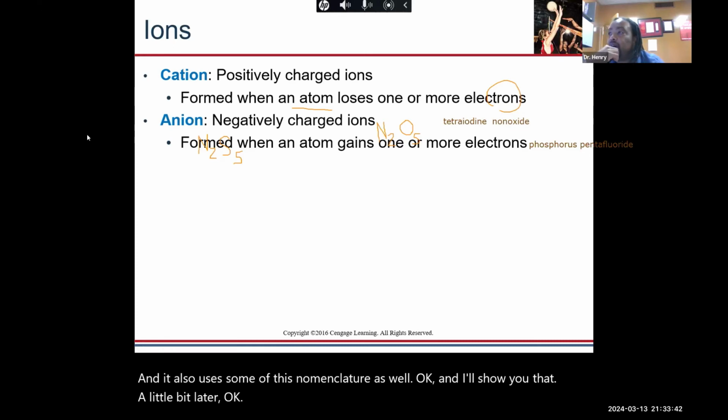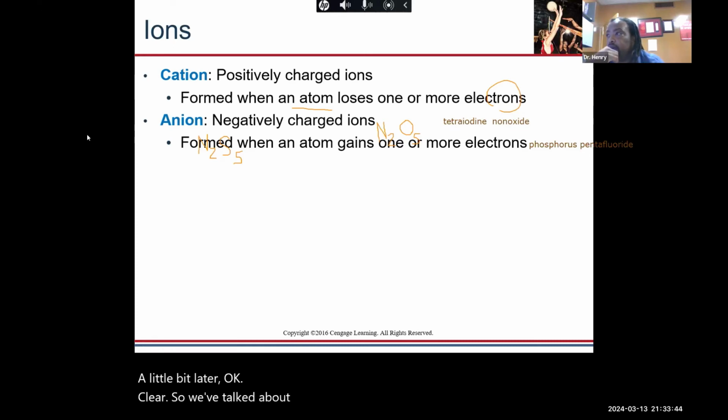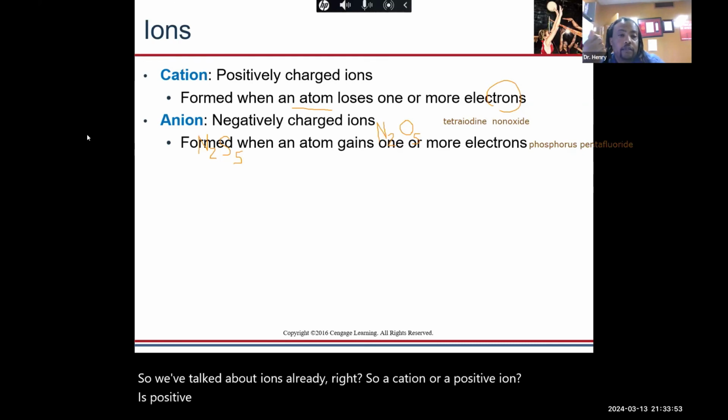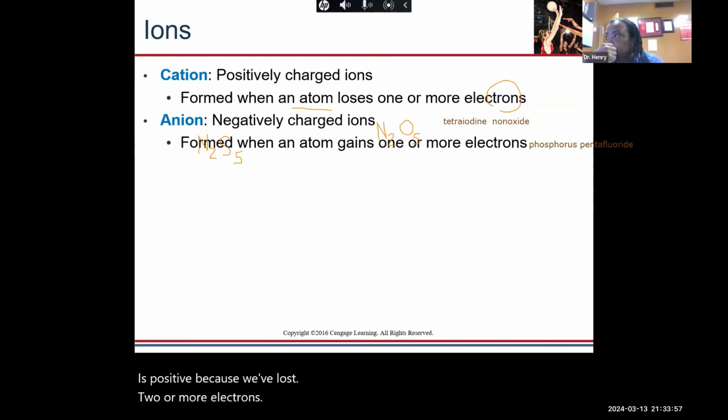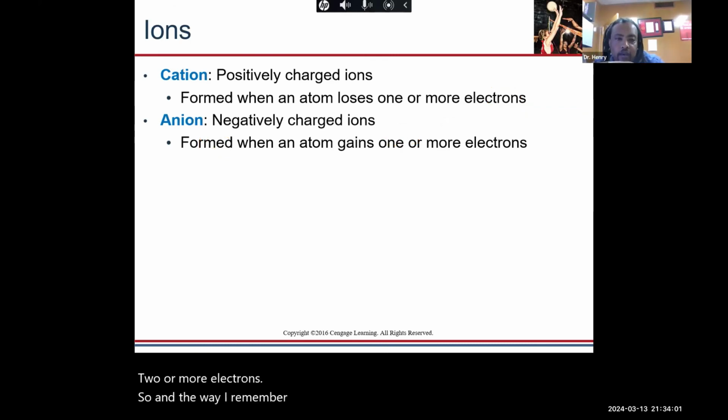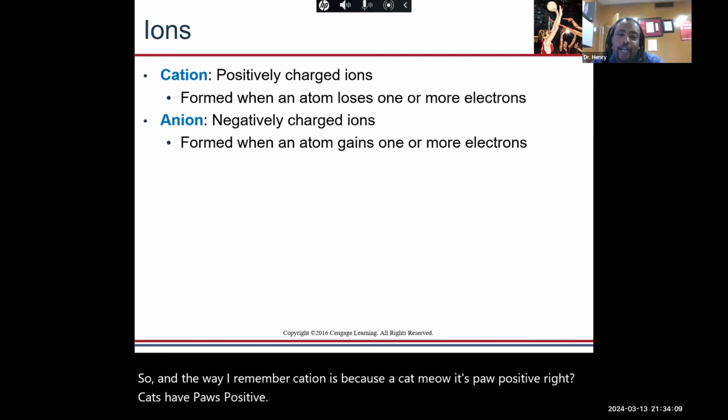So we talked about ions already. A cation, or a positive ion, is positive because we've lost one or more electrons. The way I remember cation is that a cat meows, cats have paws, positive. Okay, I know it's a bad joke.